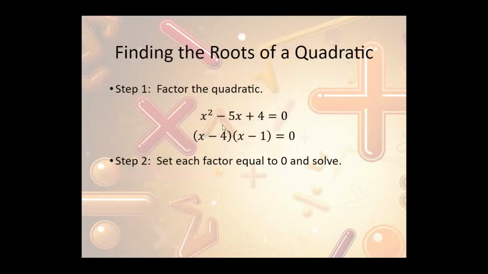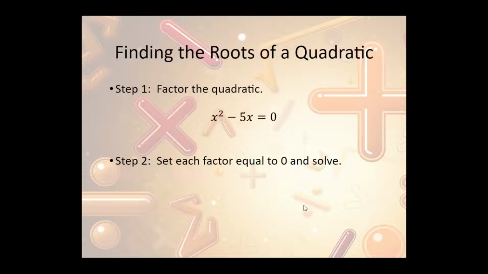So we factor this out. Now we take each of those parts and set them equal to 0. So x minus 4 is equal to 0, and x minus 1 is equal to 0. Now we just solve for x. We add 4 to both sides, and we get x equals 4. We add 1 to both sides, and we get x equals 1. So the zeros, or the roots, or the x-intercepts, whatever you want to call them, for this equation are x equals 4 and x equals 1.